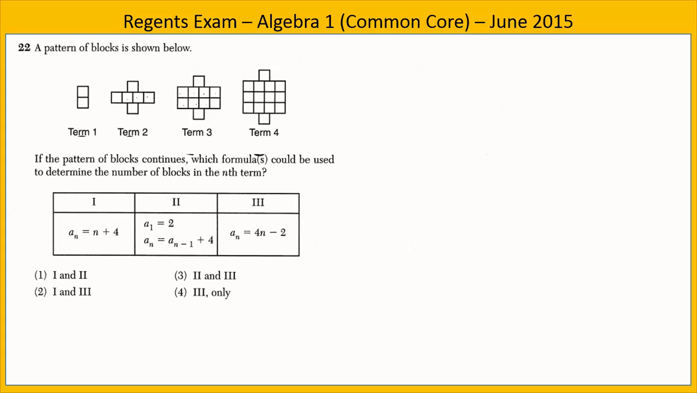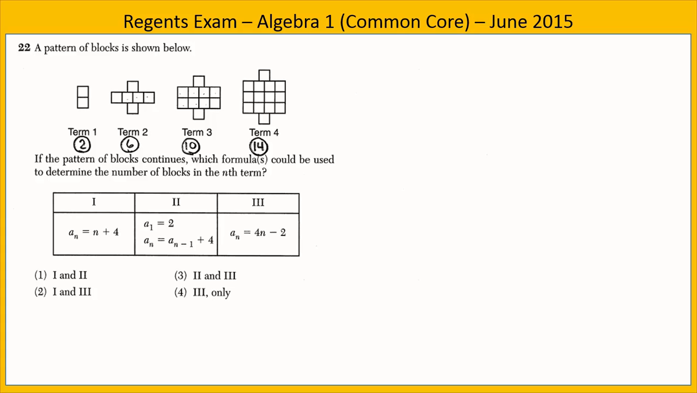In exercise 22, we're given a pattern of blocks, and we're asked which of the three formulas could be used to determine the number of blocks in the nth term. Let's begin by identifying the pattern. The first one has 2, the second has 6, the third has 10, and the fourth has 14. Which of these equations would create that sequence, 2, 6, 10, 14?